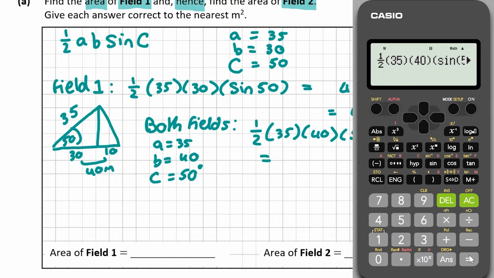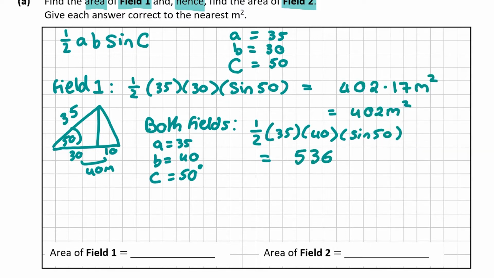Because everything else is the same here, we get an answer of 536 meters squared to the nearest meter squared.